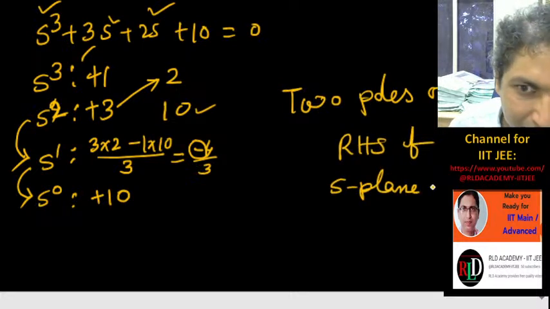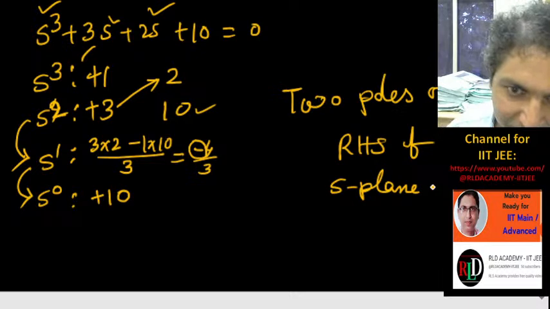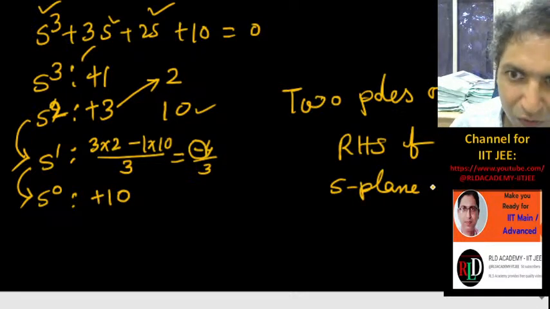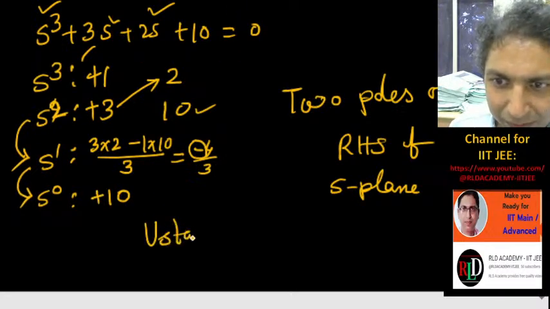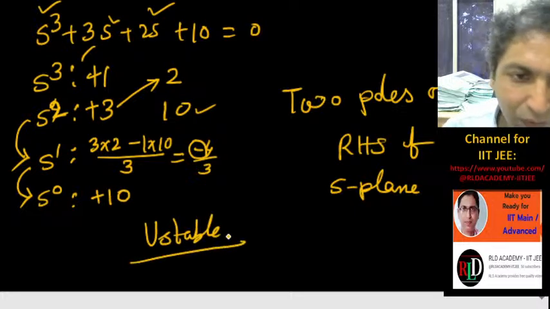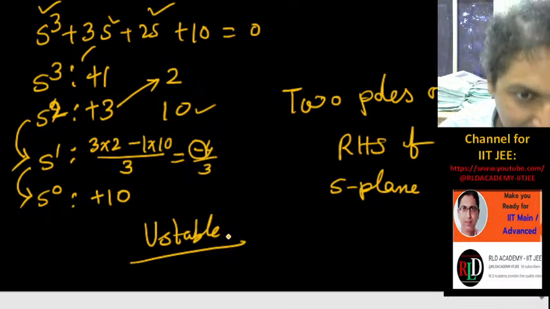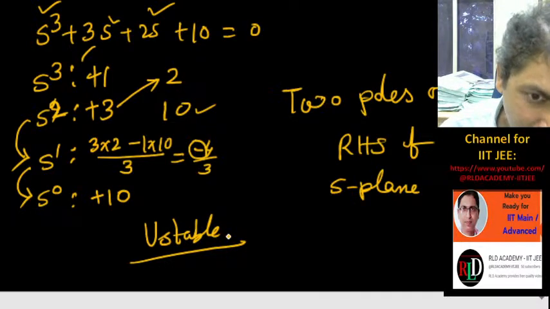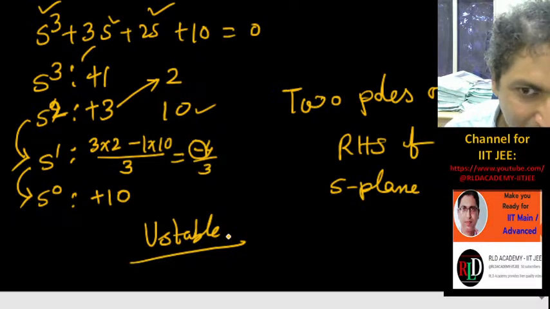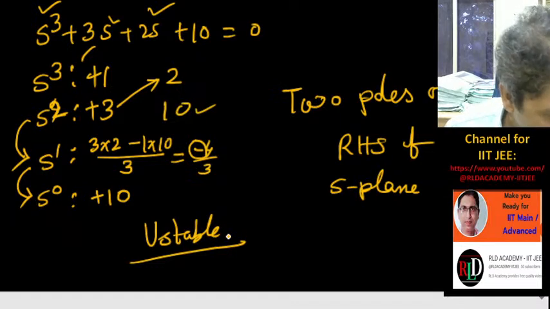Okay, this is the conclusion. As I have said, if we find any pole on the right hand side of the S-plane, the system will become unstable. So for this kind of characteristic equation, the system is unstable. Clearly we can see. So this kind of problem we will be discussing in this video. We will discuss more than 7 or 8 problems. So take care of these things. If you have any doubt, please let me know.